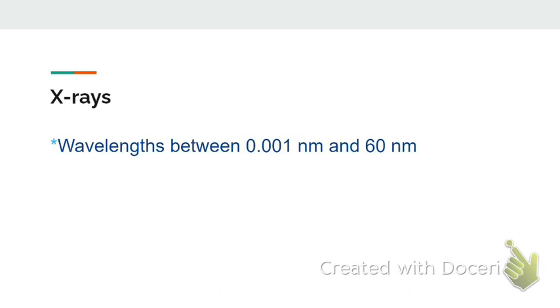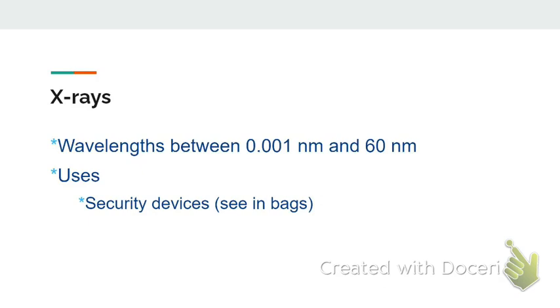All right, X-rays. X-rays have a wavelength between 0.001 nanometers and 60 nanometers, so we're getting pretty tiny here. Uses for X-rays. There are quite a few, actually. Security devices at the airport, for example, see into your bag. Medically, of course, we can see your bones, see if they're broken.